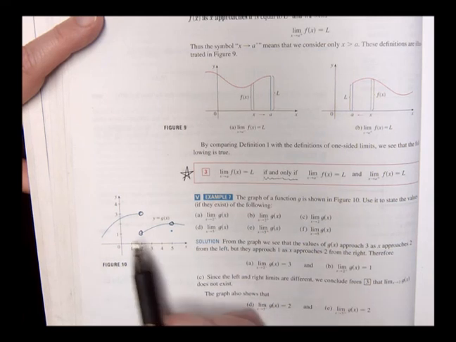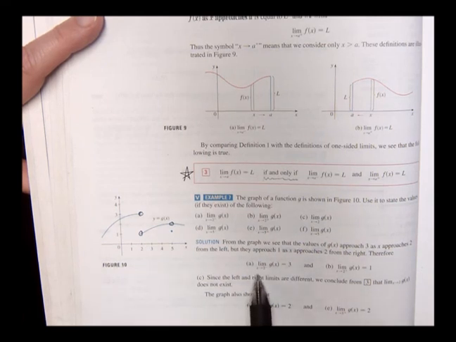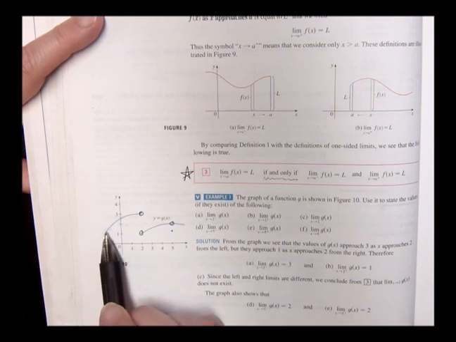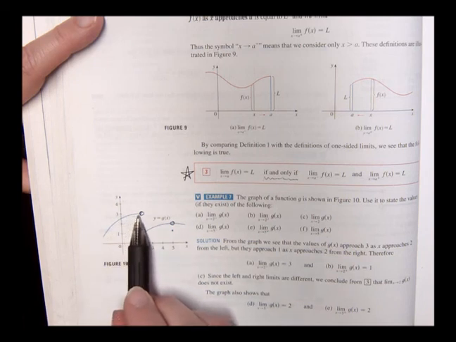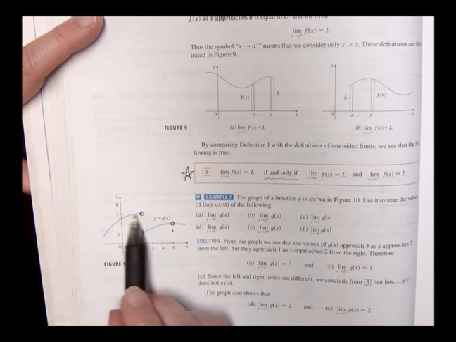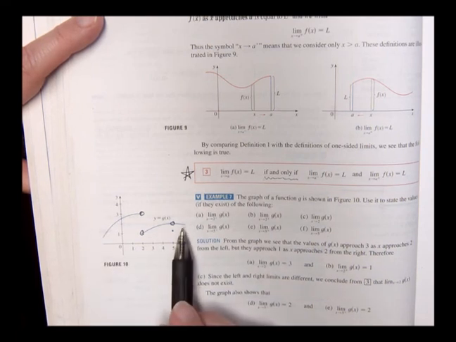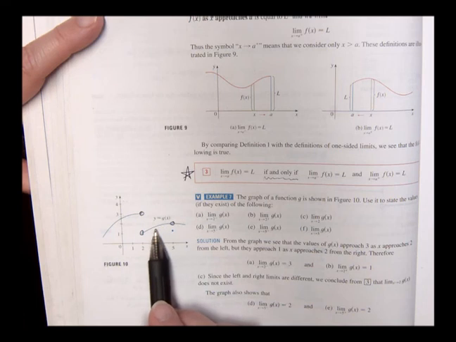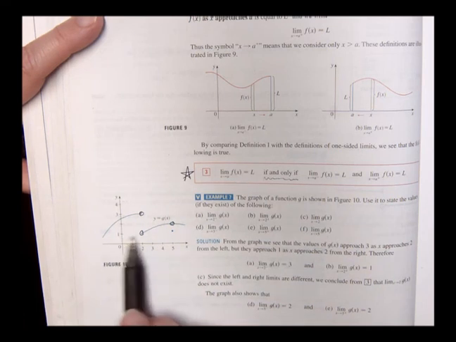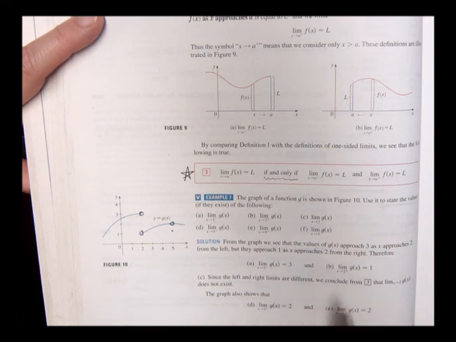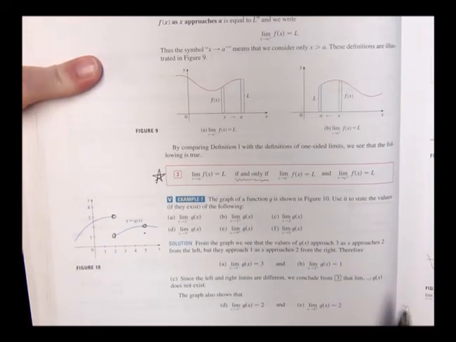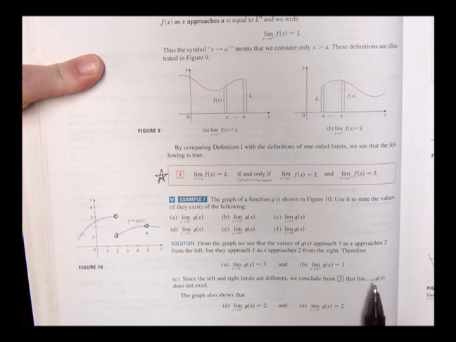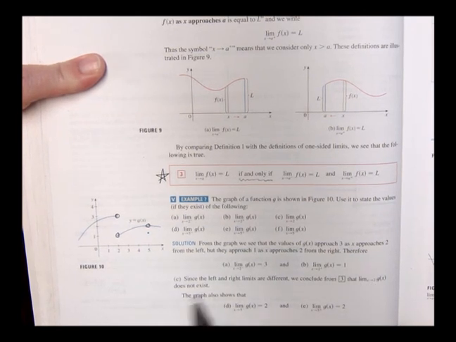Here we're using the graph to find the limit. So we're going to have the limit as x approaches 2 from the left. I'm going to go to it from the left. And what do I see it approaching? It approaches 3. Now I do the same thing from the right, and when I do it from the right, it approaches 1. Well, 3 and 1 do not equal. And since 3 and 1 do not equal, that means the limit as x approaches 2 of g of x does not exist.